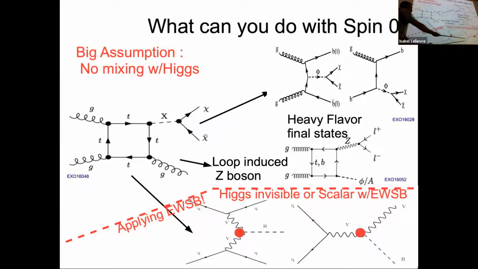And this again is the mono Z final state. If this is a Z boson, you can have a Higgs. This would be decaying visibly. This would decay to leptons. And so this would be exactly the same mono Z that we just did with the spin 1 mediator, except now you have this new diagram, so the cross section is way larger.